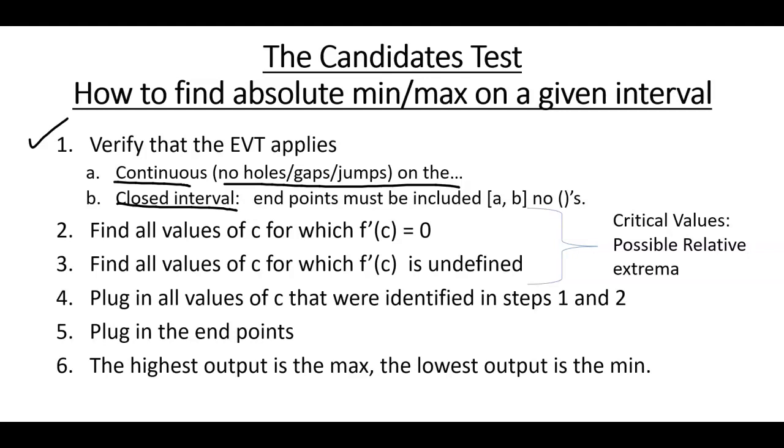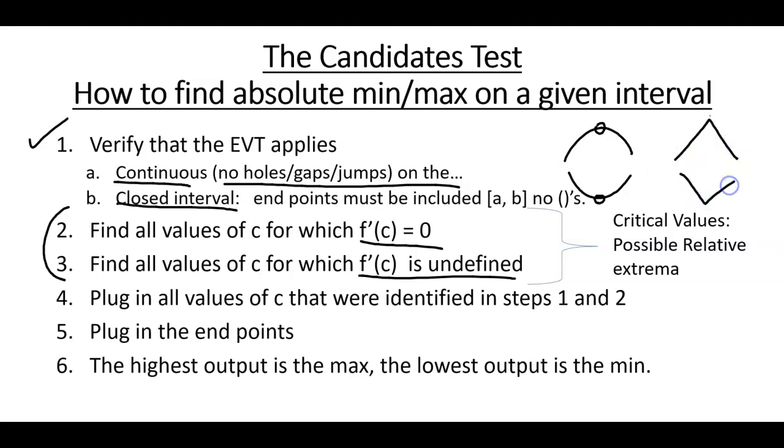The next steps are for finding the critical values, which are possible relative extrema. We're going to find the derivative and set it equal to 0. We're also going to see where the derivative is undefined. Remember, if you have a relative max or min, it looks like this. That's where the derivative equals 0. Or it could look like this, in which case your derivative would be undefined. So we're going to look for the places where the derivative is undefined or equals 0. Those are the relative extrema.